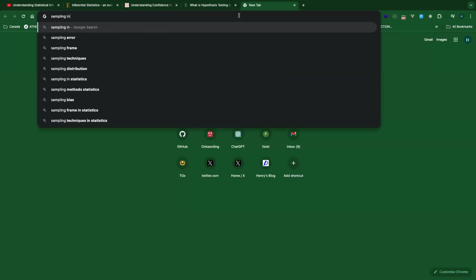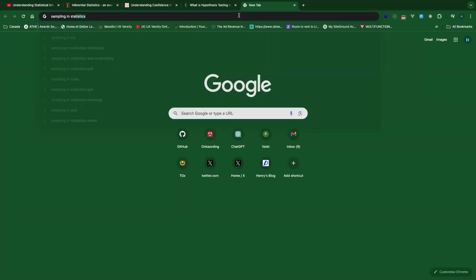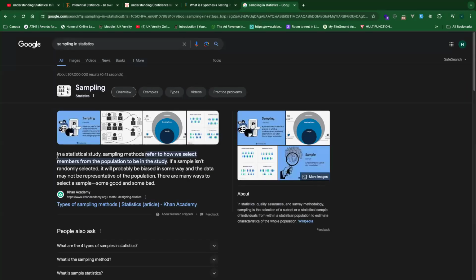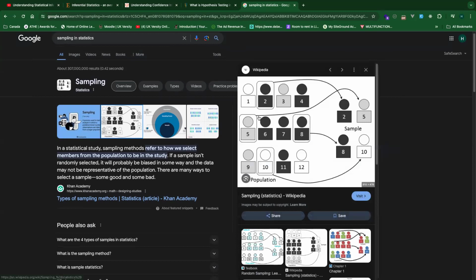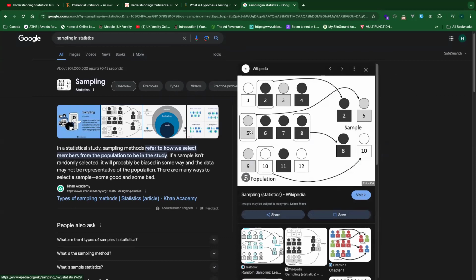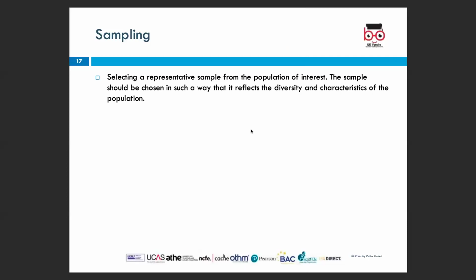Sampling. So this is what it means. In a statistical study, the sampling method refers to how we select members from the population to be in the study. And then we have all this, and these are the sample. And from there, you can just remove someone for the sample.